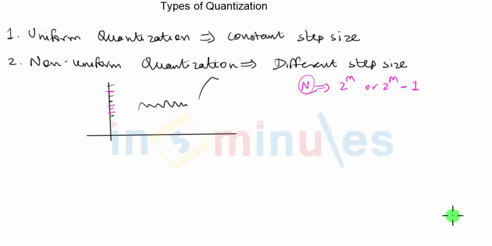Now let us discuss uniform quantization and non-uniform quantization in little bit more detail. We will discuss two types of uniform quantizers, which are called mid-tread and mid-rise quantizers, and then we will discuss how non-uniform quantization is achieved. In uniform quantization, the step size remains constant throughout. In non-uniform quantization, the step size changes. So we have to understand how non-uniform quantization can be implemented.